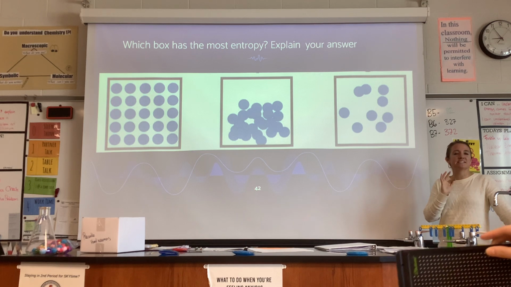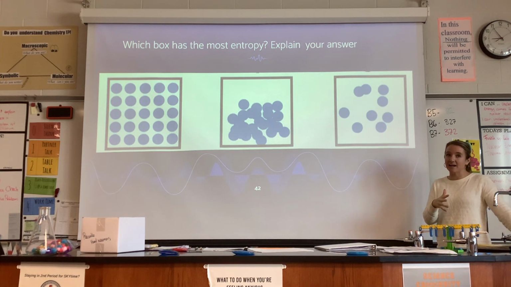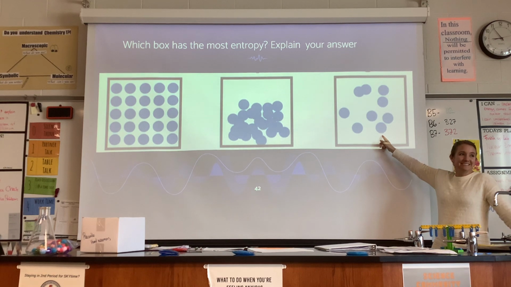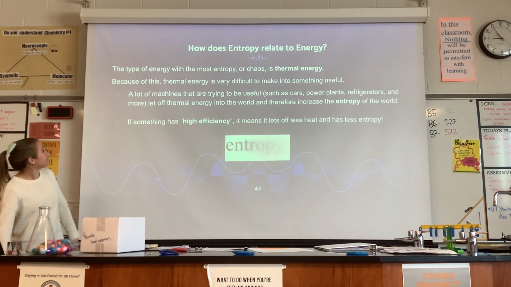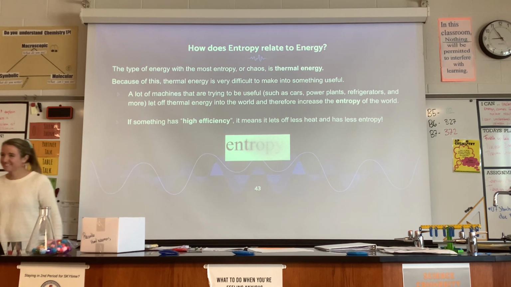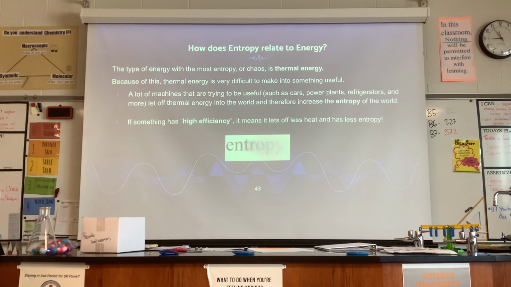So entropy, once again, is about disorder and chaos, and C is more spread out. Okay, so here's your link here, everybody, with what we were talking about. The type of energy with the most entropy, so all our types of energy, right? From elastic to gravitational, all our types of energy, thermal energy has the most entropy.